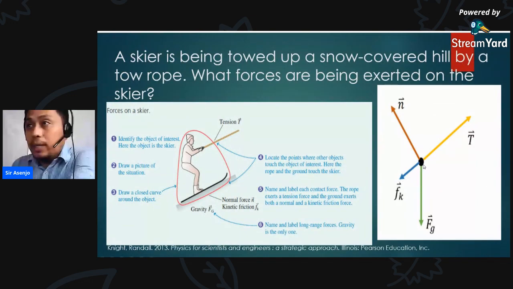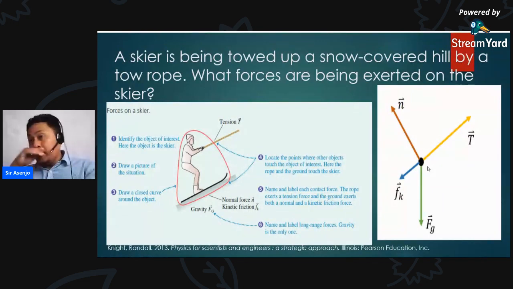Next, aside from this tension and kinetic friction, another force is the normal force. Remember, this is a surface, and the surface will always exert a force on the feet of the skier. That force exerted by the surface is called a normal force. And look at the direction. It is perpendicular to the surface. Remember, for normal force, it should be perpendicular, 90 degrees.